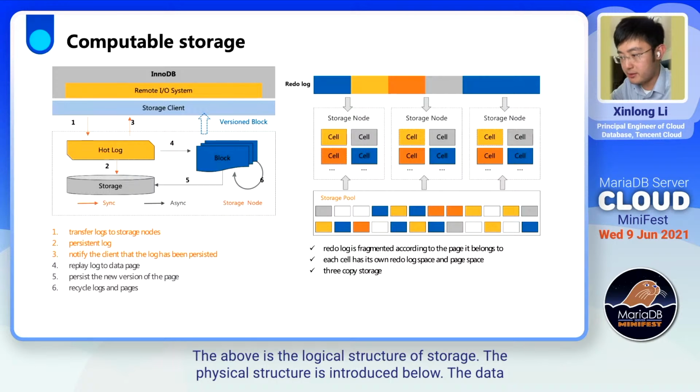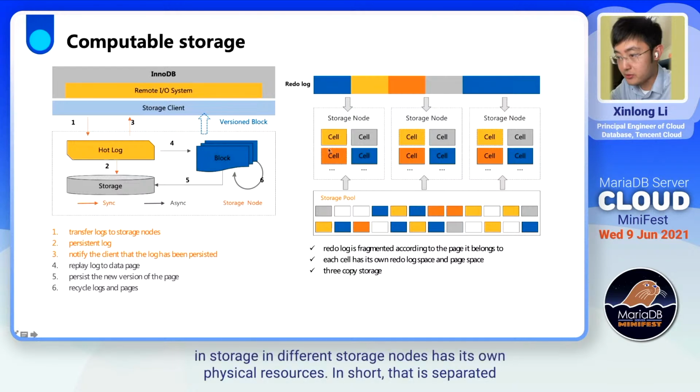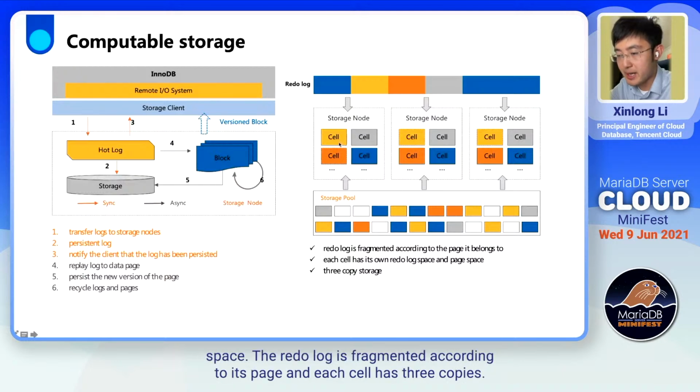The physical structure is introduced below. Each storage node has its own physical resources. In short, they are separated physical servers. Each storage node has a storage cell, and each cell has its own redo log space and page space. The redo log is fragmented according to its page, and each cell has 3 copies.